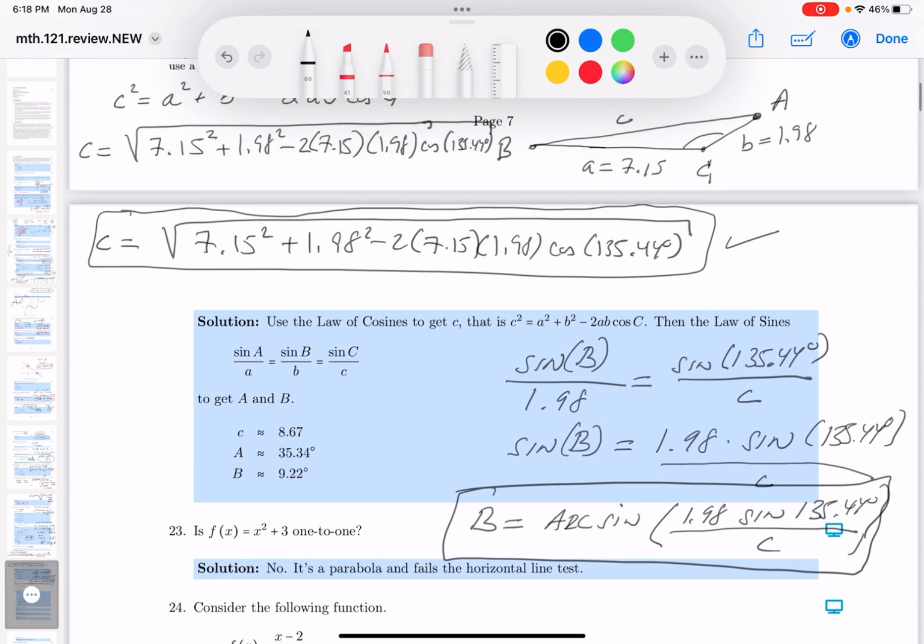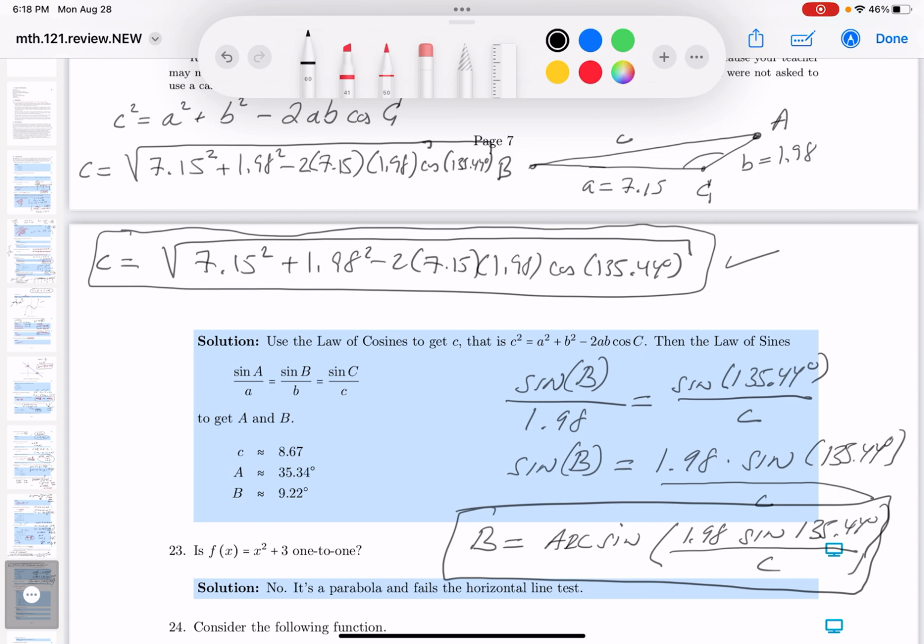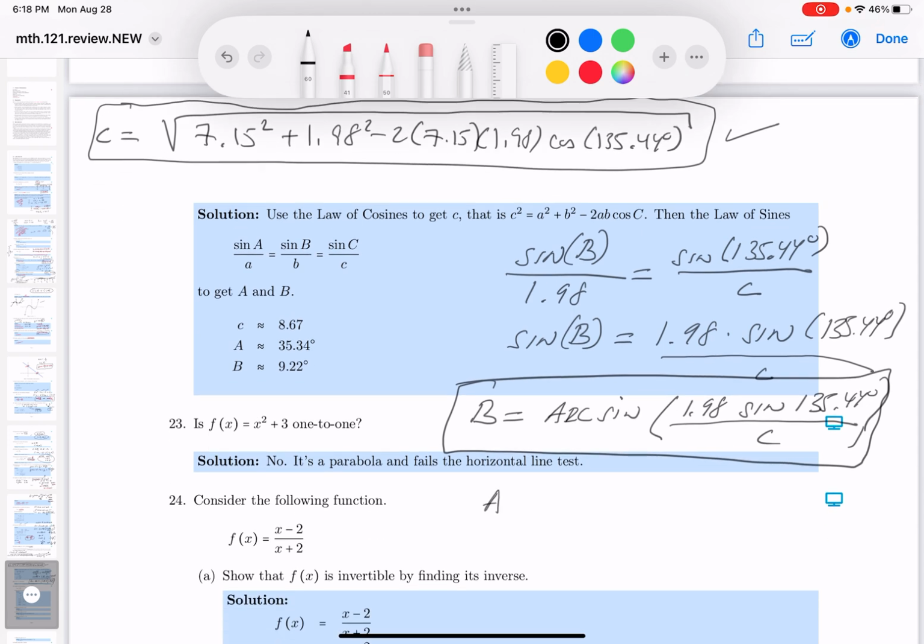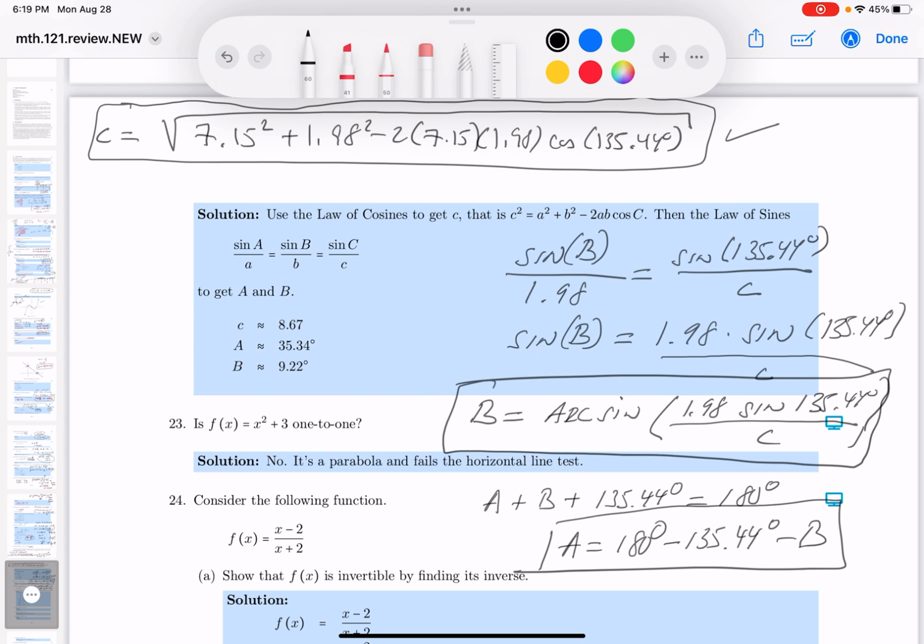Now, someone says, how are you going to do the other angle? Well, I know something about this. And what do I know? I know angle A plus angle B plus angle C, angle C is 135.44 degrees. What does it equal? 180 degrees. All right, let me go through that. And I don't know what A is, and I'll put this down. A is equal to 180 minus 135.44 degrees minus B. And I'm going to put a box in that now and tell you what A is, all right? So that's what you do on the exam, by the way. You leave it in what's called a closed form.